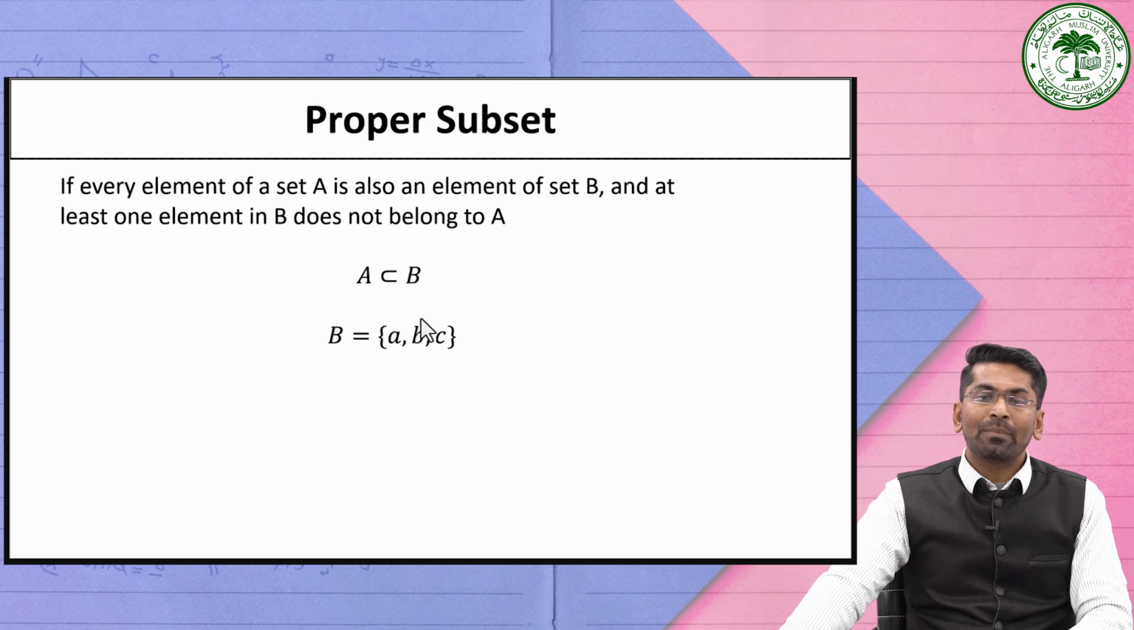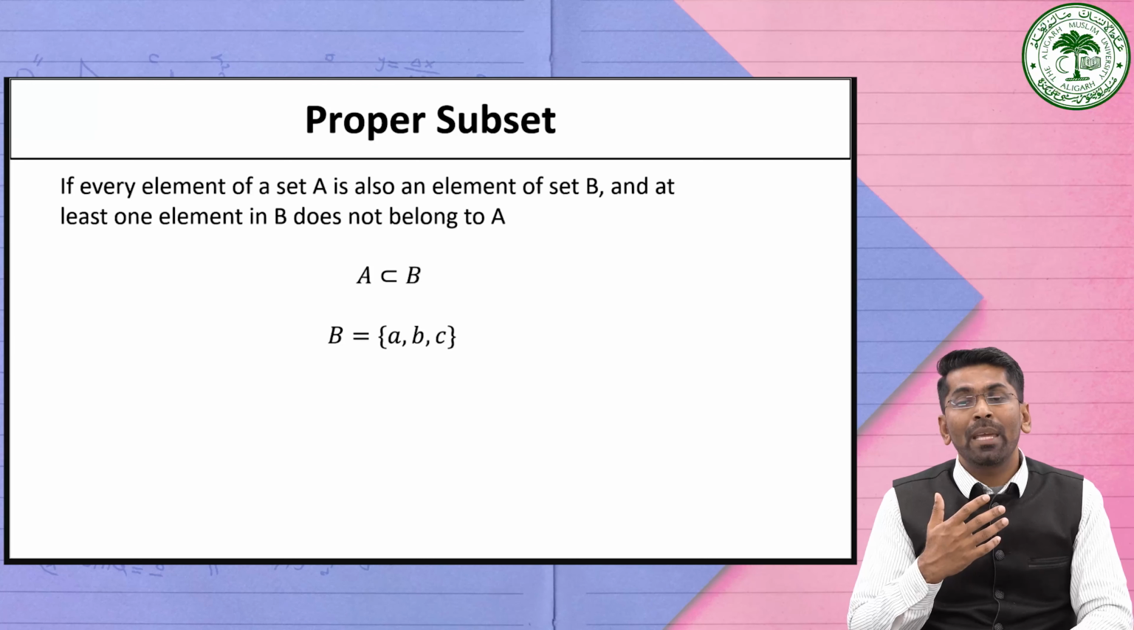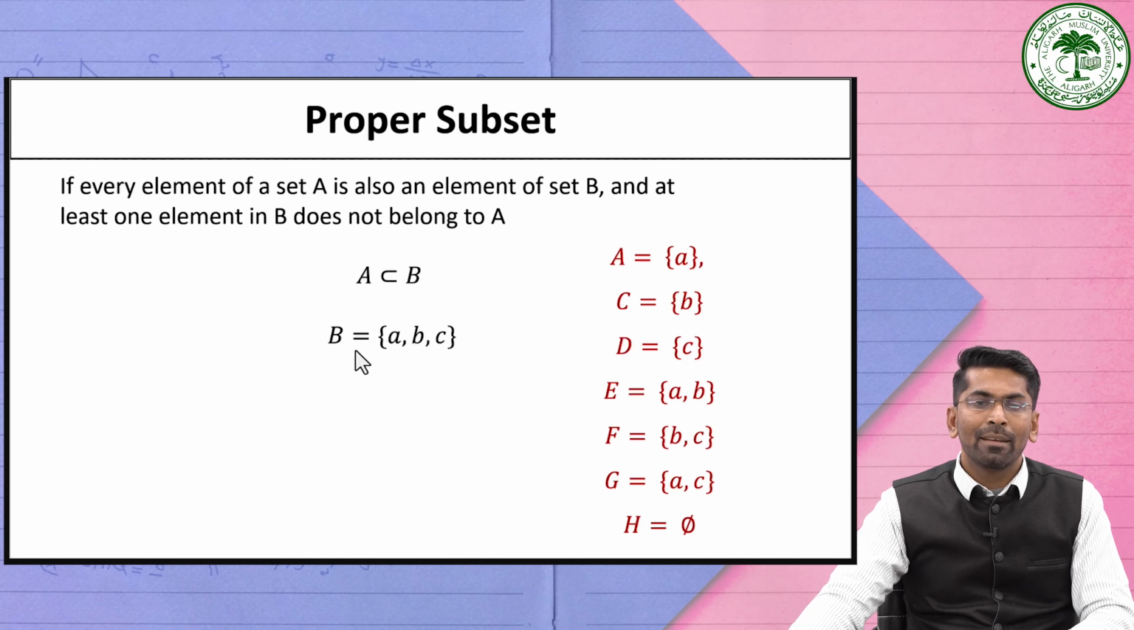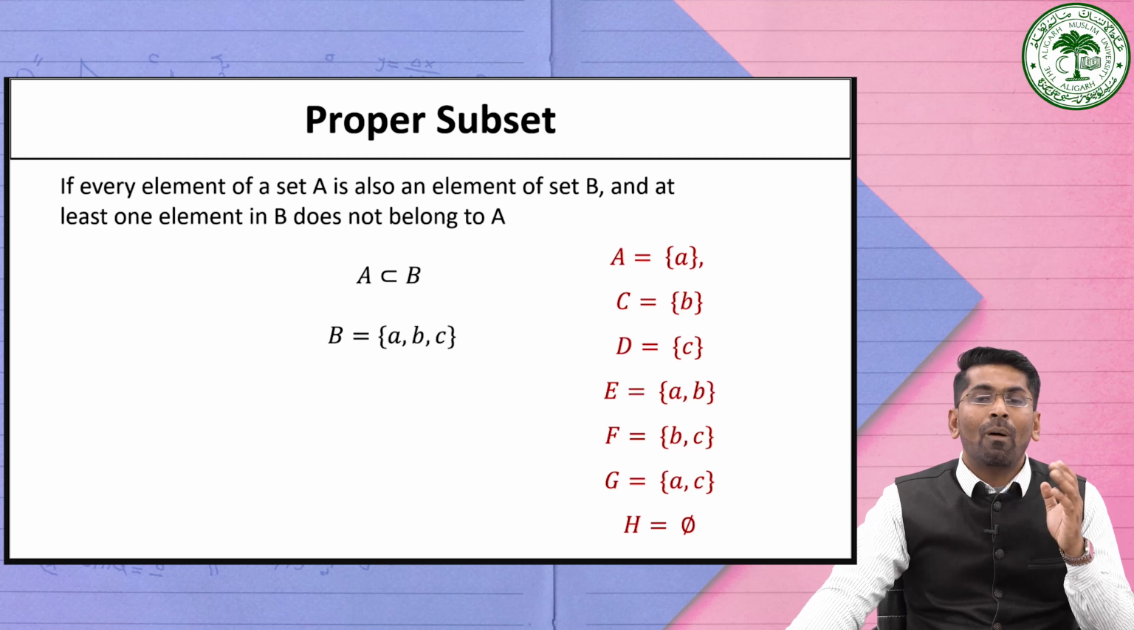For example, let set B equal {A, B, C}. Then the subsets of B are: set A, set B itself, set D, which has the element C, and also AB, BC, and AC, which are all subsets of set B. And phi, of course, the empty set, is also a subset of set B. So B is a superset of all the above sets.